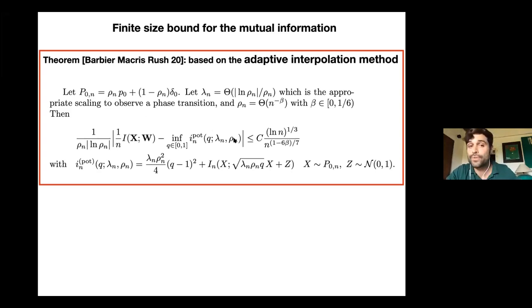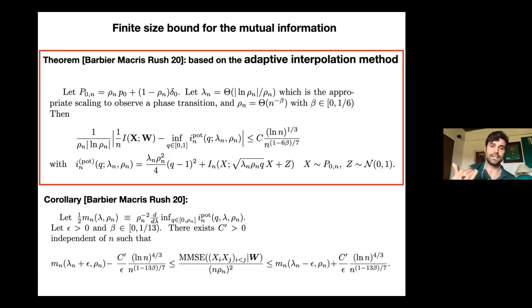We have a very precise control on the mutual information, where the mutual information is, in physics terms, the free energy, which is the fundamental object you want to compute. And it tells you how close you are to a simple scalar formula that you can plug in your computer and evaluate. And it tells you how far you are, what is the deviation.